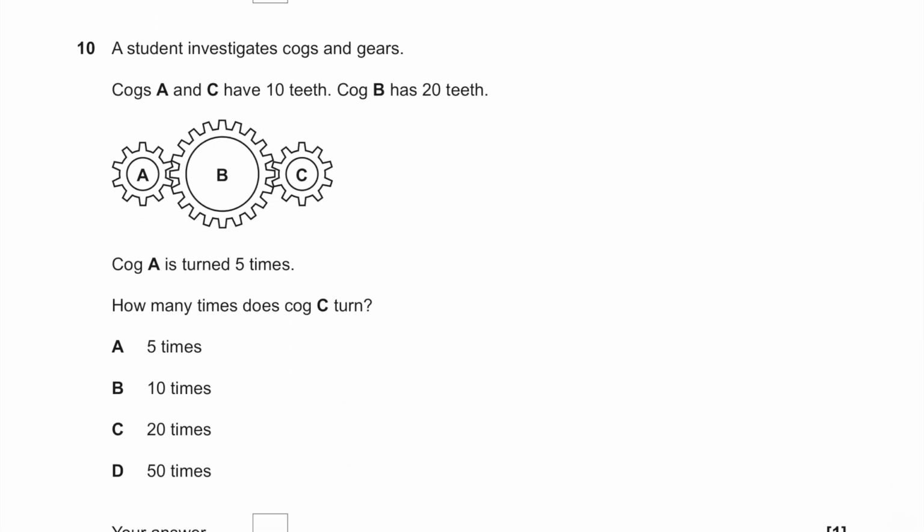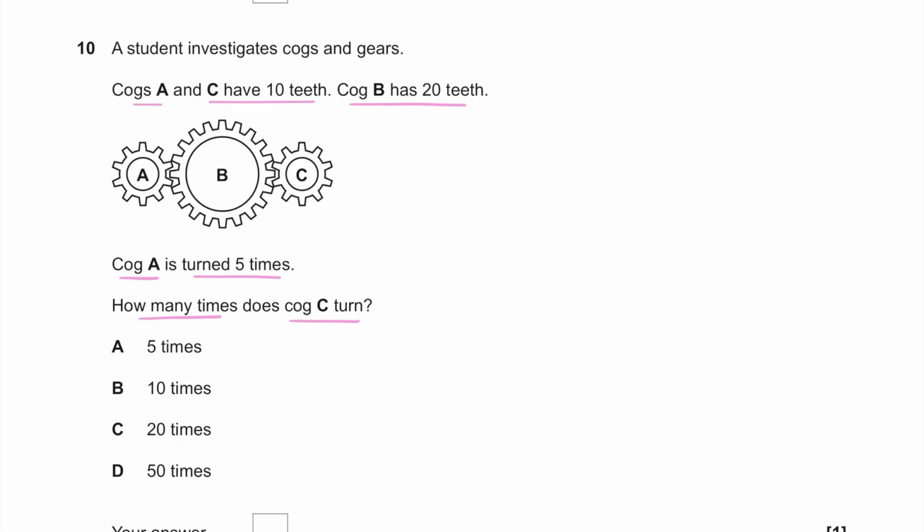Question number 10. A student investigates cogs and gears, and we've been given that cogs A and C have 10 teeth and cog B has 20. And A is turned 5 times. How many times does cog C turn? If A is causing B to rotate, then B is going to cause C to rotate. First, we need to work out how many times B is rotating, so we can work out C.